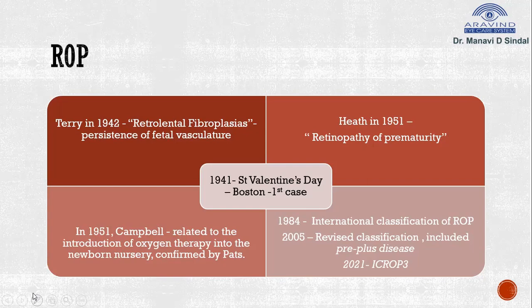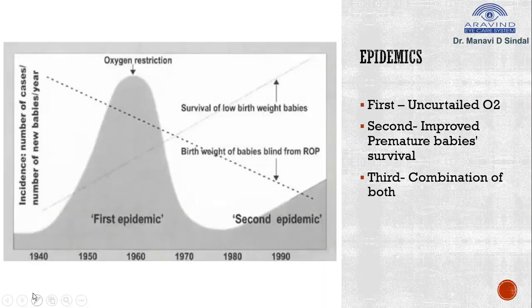In 1984, the international classification of ROP was proposed. This was revised in 2005, which included the term pre-plus disease. And recently in 2021, the ICROP3 classification has been given. So ROP has typically been described in these three epidemics.